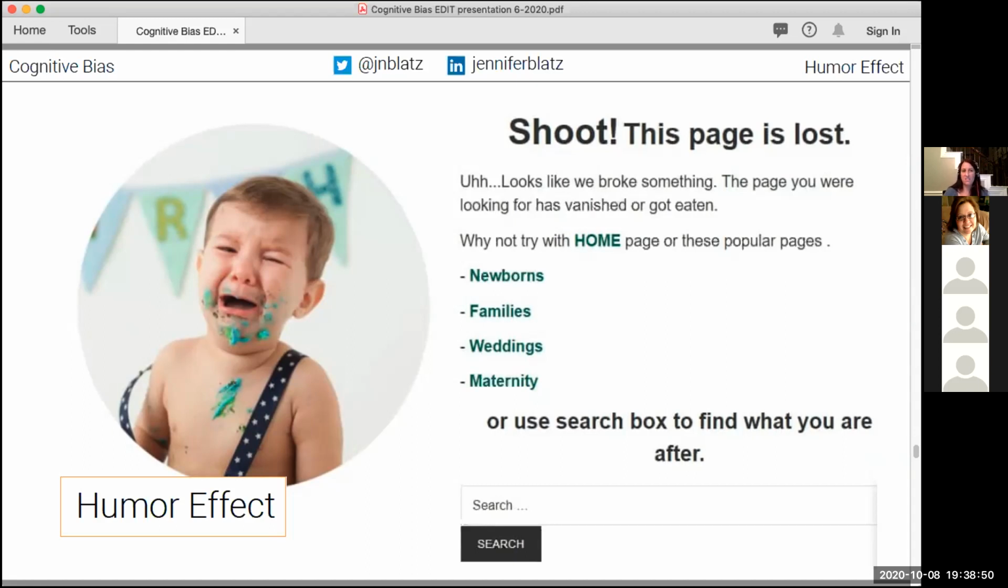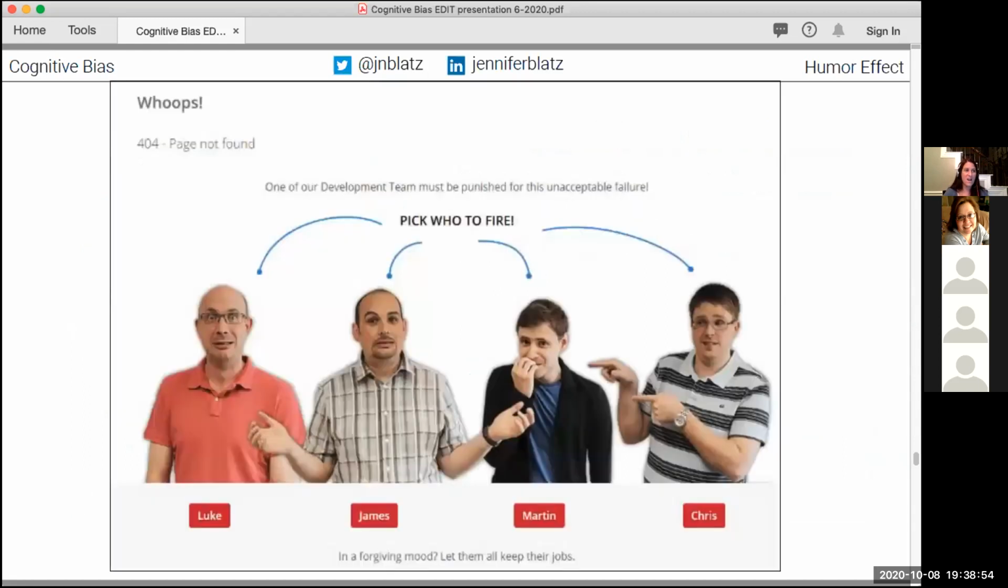So this is an easy one, right? We've all seen something funny on the internet. I actually like this 404, this error page. It's light fun. You get to choose the developer that gets fired for this error message coming up. Hit the thumbs up if you find this page funny like I do. Anybody else find this funny? I don't know, maybe this is my own warped sense of humor.